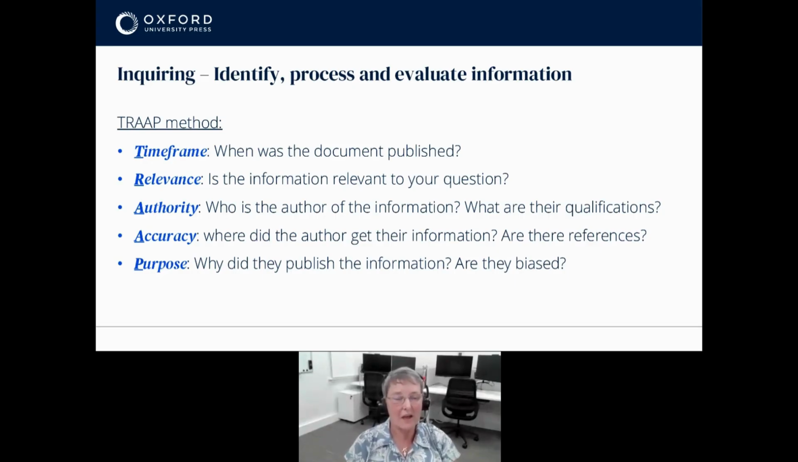Does the author get their information from relevant sources? Do they include references? How do we know that that author is accurate? There's an awful lot of researchers that have won Nobel Prizes in one field and offer a lot of information about a completely unrelated field that is not always accurate.